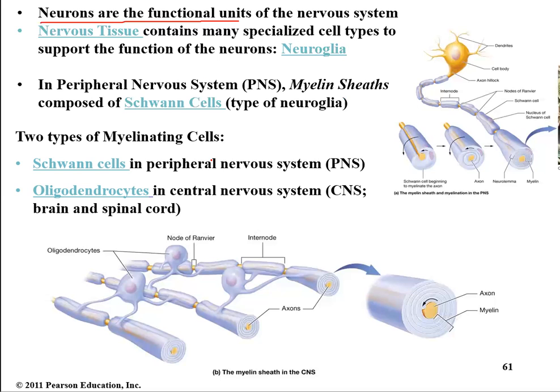We, in fact, already know some of them. Okay, the Schwann cells are in the peripheral nervous system.